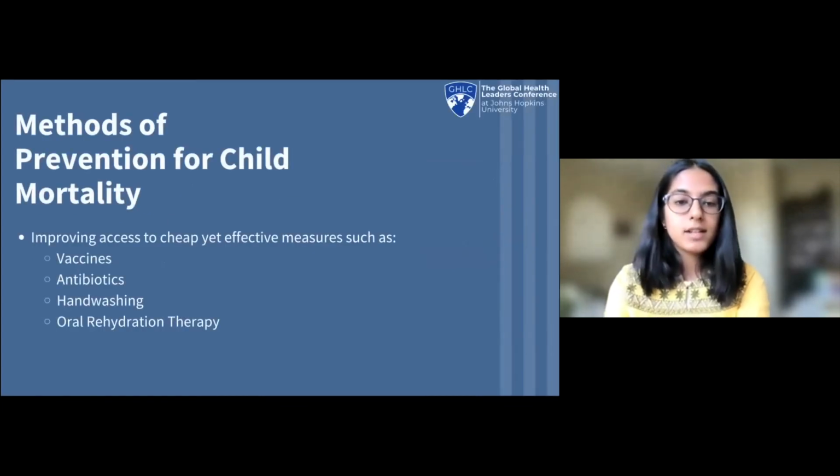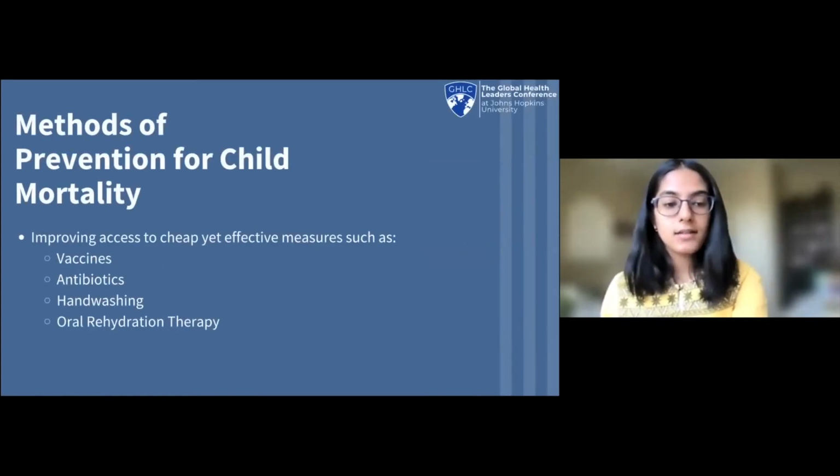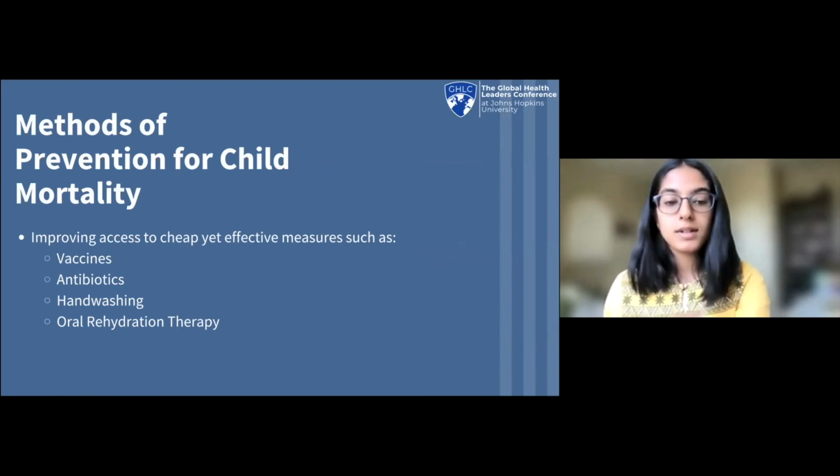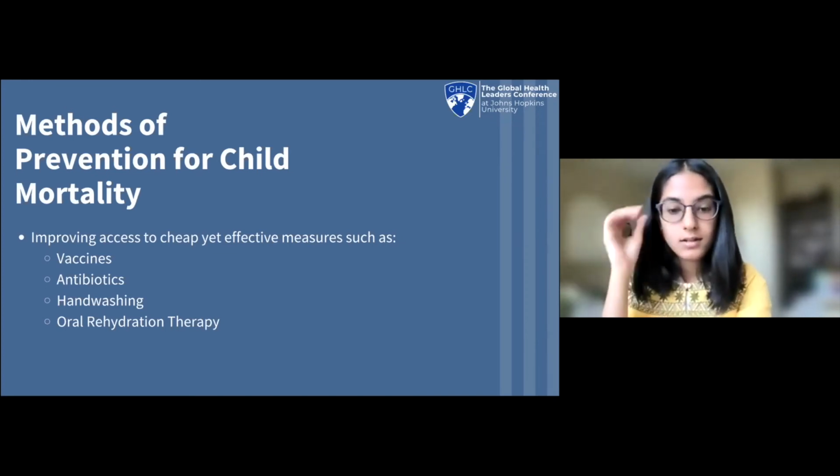Now, methods of prevention for child mortality. I have a couple listed here, including vaccines, antibiotics, hand washing, and oral rehydration therapy. All of these measures are extremely cheap and can drastically reduce child mortality in developing countries, especially due to diseases like malaria, pneumonia, and diarrhea, which, as I mentioned before, are the most deadly ones when it comes to child and infant mortality.